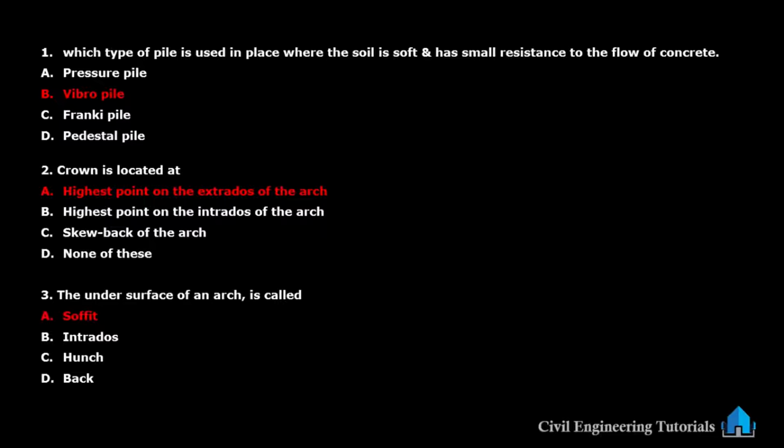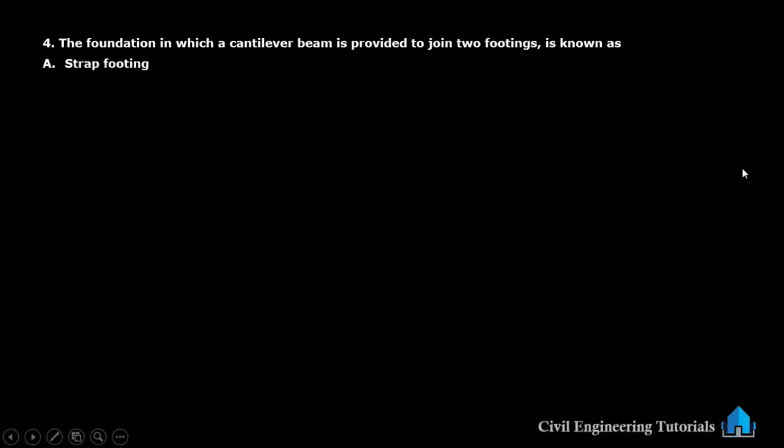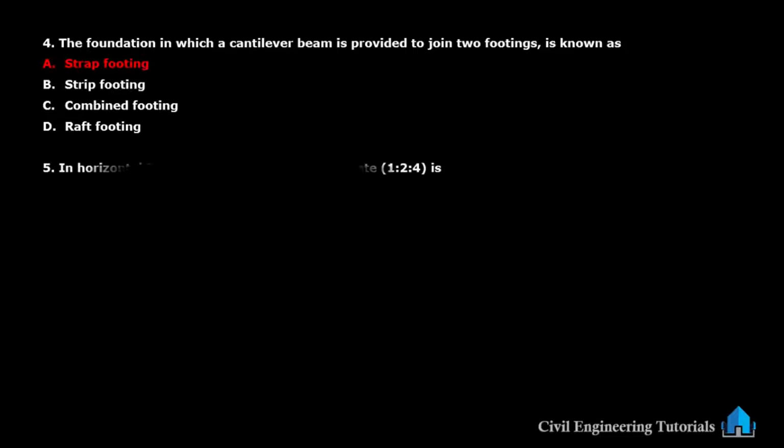Now, fourth question. The foundation in which a cantilever beam is provided to join two footings is known as option A, strap footing, option B, strip footing, option C, combined footing, option D, wrapped footing. So the answer is option A, strap footing. The foundation in which cantilever beam is provided to join two footings is known as strap footing.